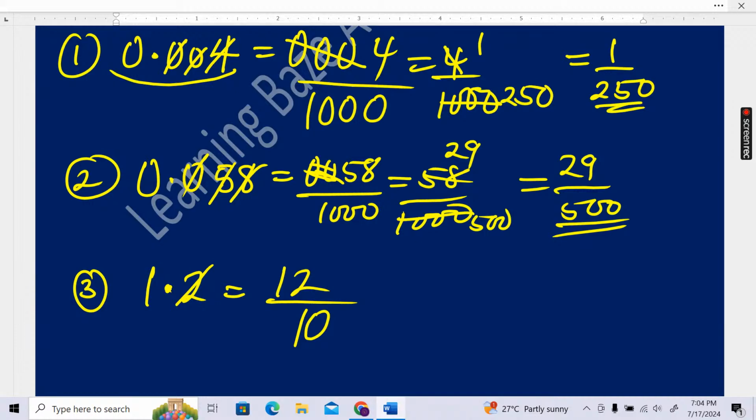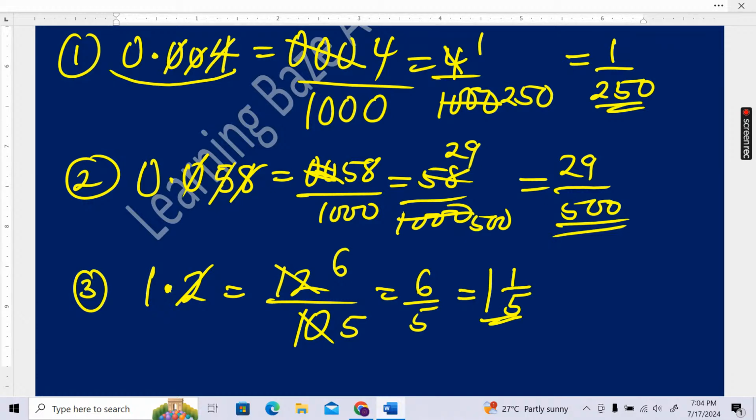12 over 10. So let's reduce to the lowest term. 2 can divide. 12 divided by 2 is 6. 10 divided by 2 is 5. So that's equal to 6 over 5. This is an improper fraction, so we need to change it to a mixed number. 6 divided by 5 is one whole number, 1 over 5.